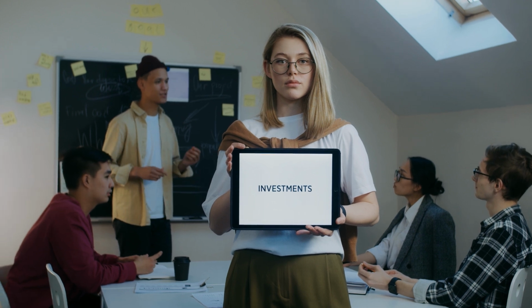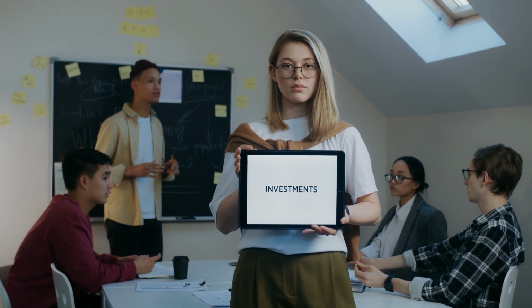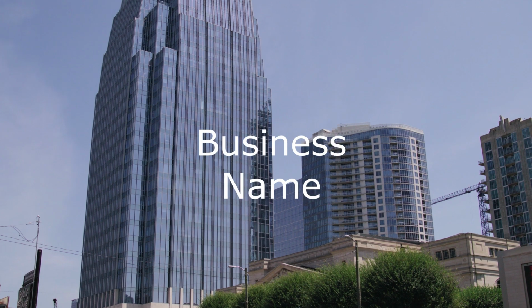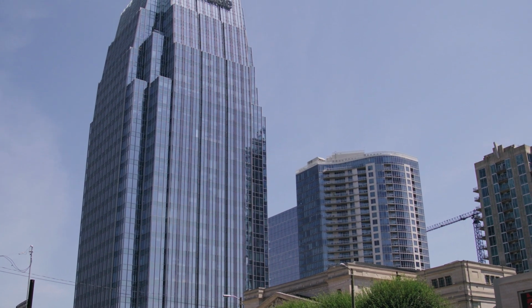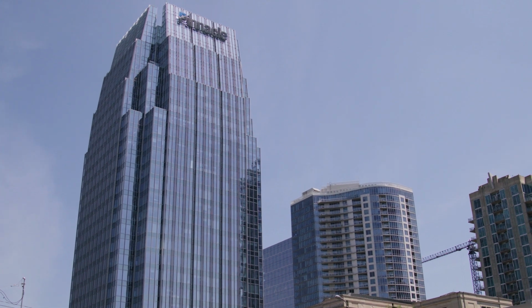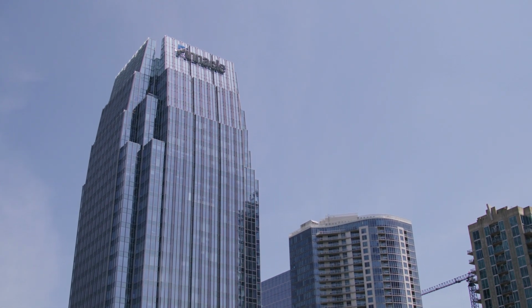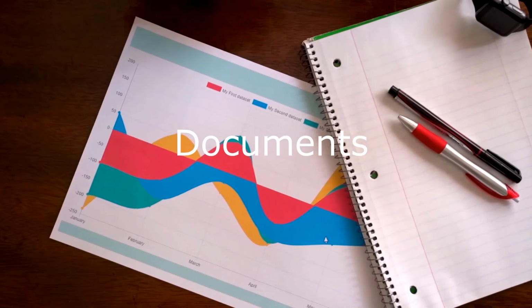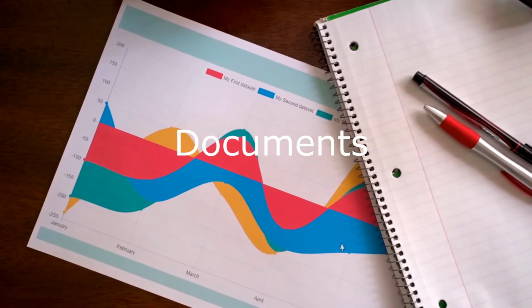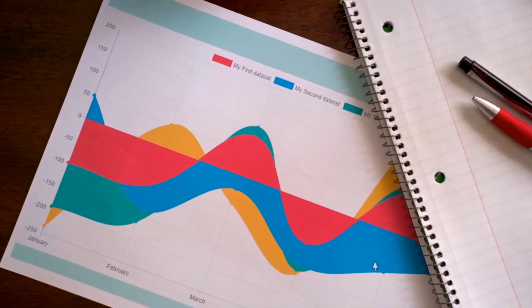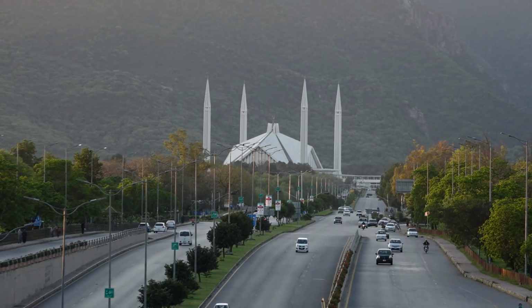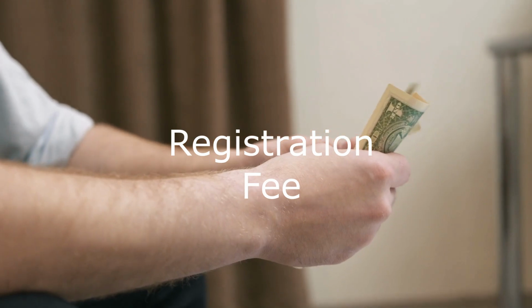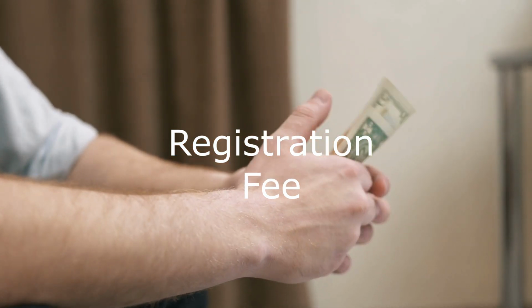So, what are the steps that you need to follow when you're registering your business in Pakistan? The first thing you need to do is reserve a business name, and that is your identity. So, it needs to be unique, and to do that, you can check with the Securities and Exchange Commission of Pakistan. The second thing is to submit the necessary documents, which include the memorandum, the articles of association, copies of the directors' CNICs, and proof of your business address. Then you need to pay the registration fee and you get your certificate.